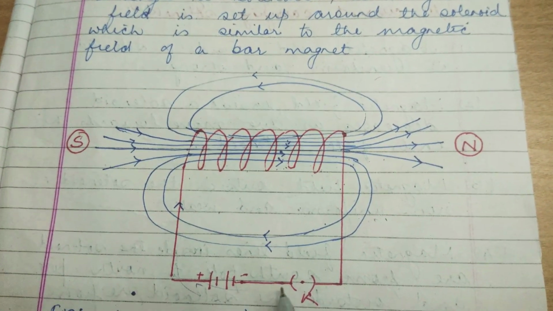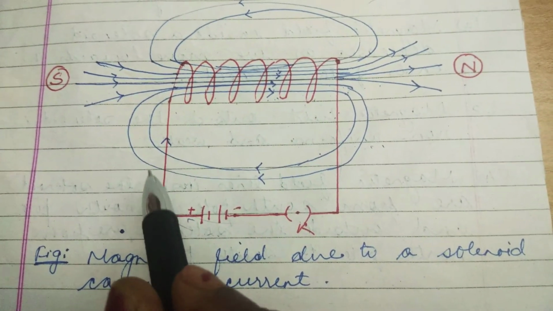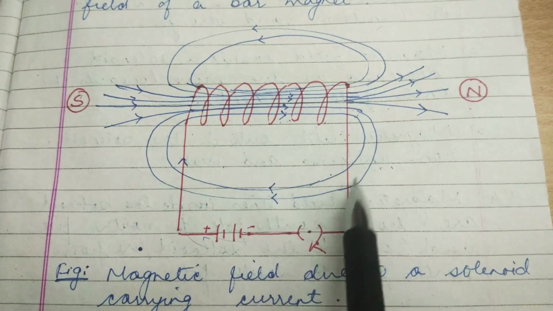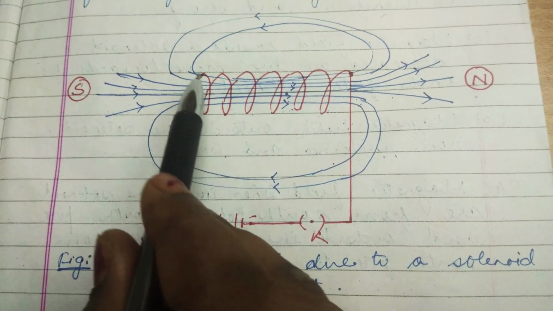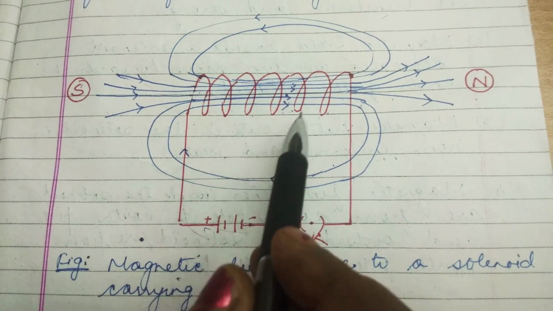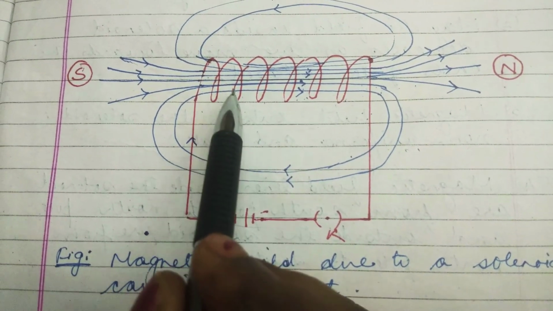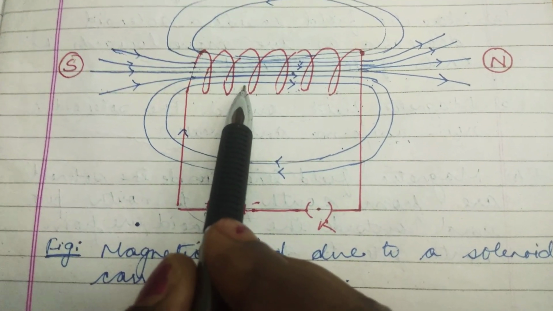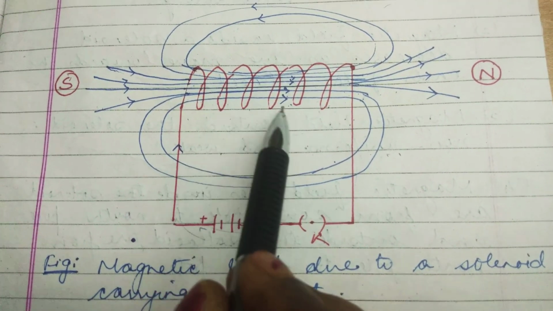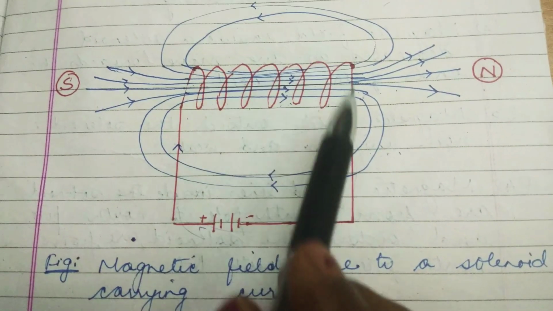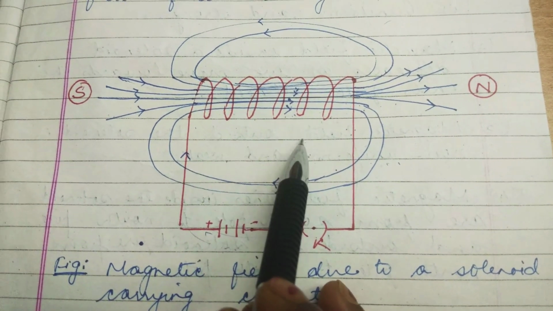So what happens when a current is passed through a solenoid? By connecting a battery to the free ends of the solenoid, the current entering the solenoid at one end passes through each turn and comes out at the other end. Each turn produces its own magnetic field. So when an electric current flows through a solenoid, a magnetic field is set up around it which is similar to that of a bar magnet.